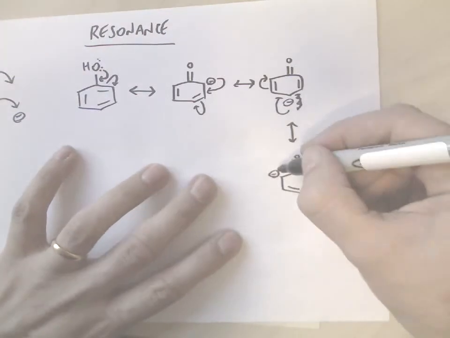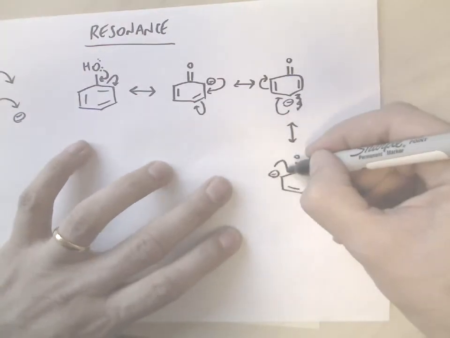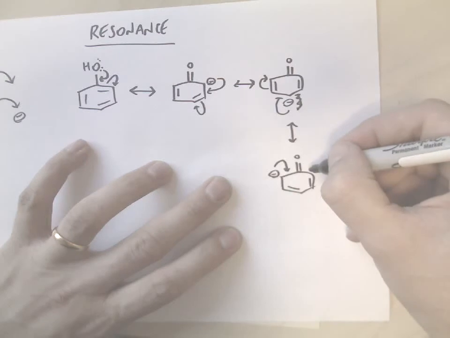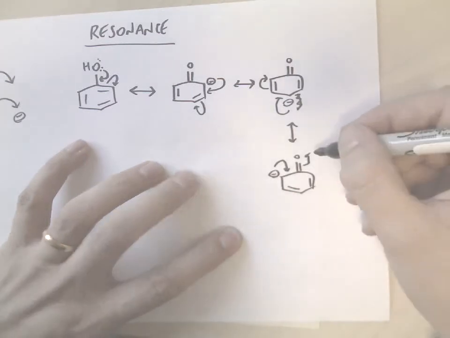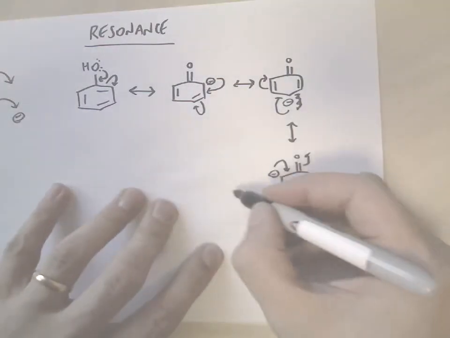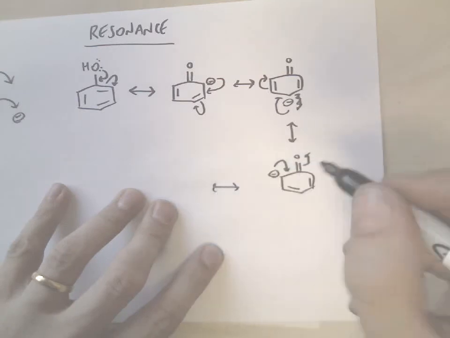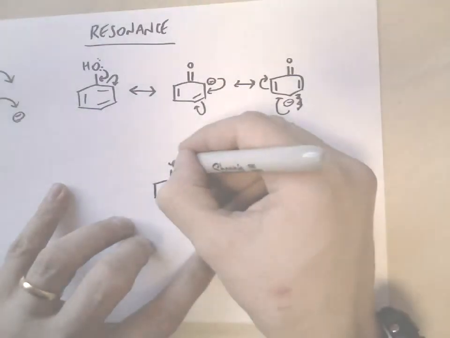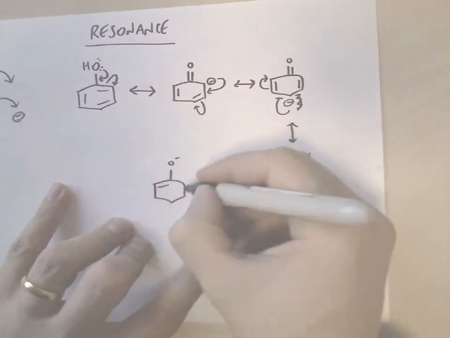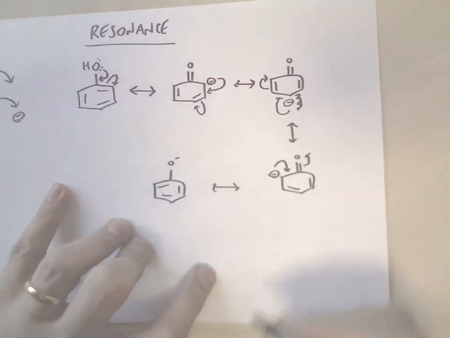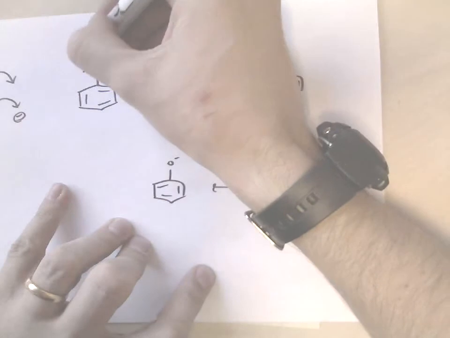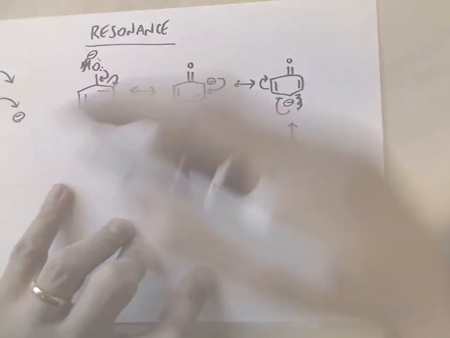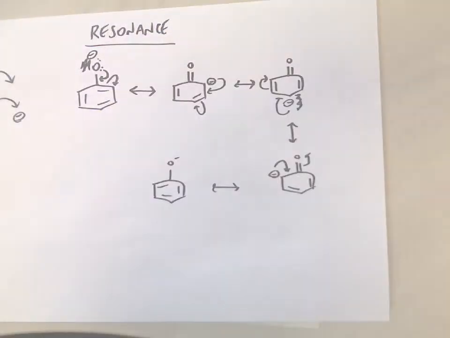And then finally, what we can do is we can push the electrons back, and we end up with this. Okay, that's fine, and this really should have been from the negative charge to start with, so we've ended up back where we began.